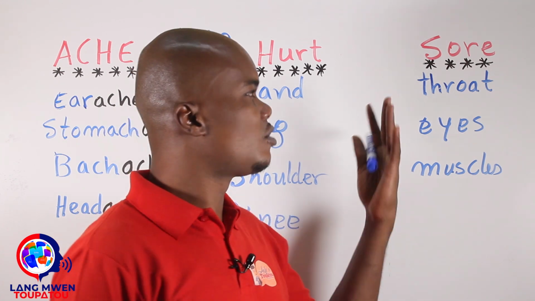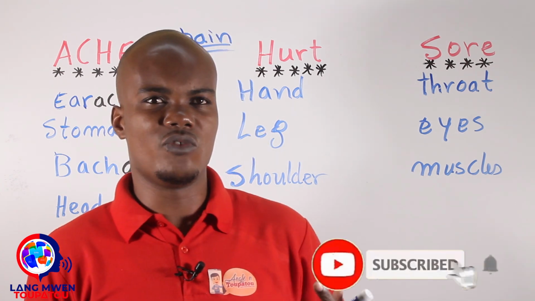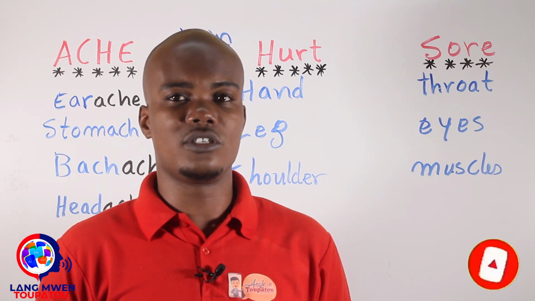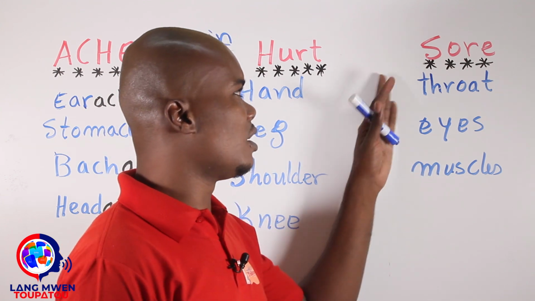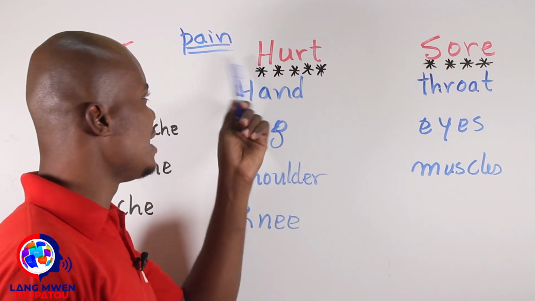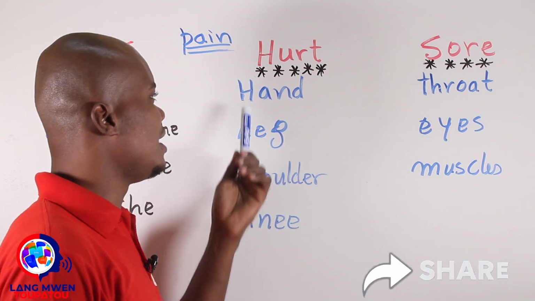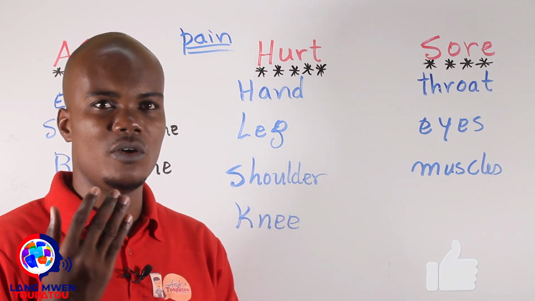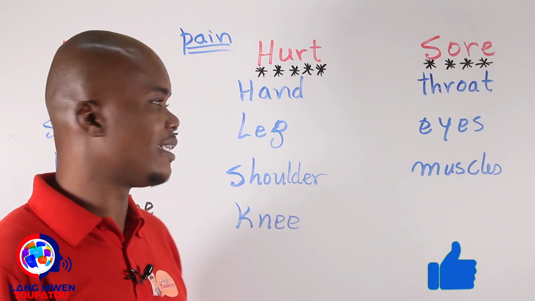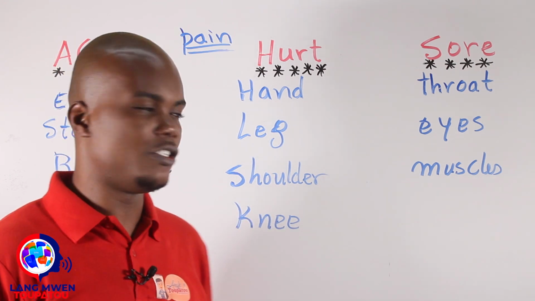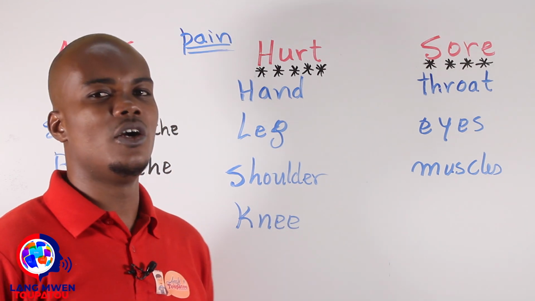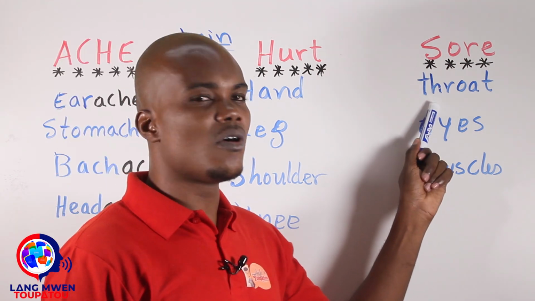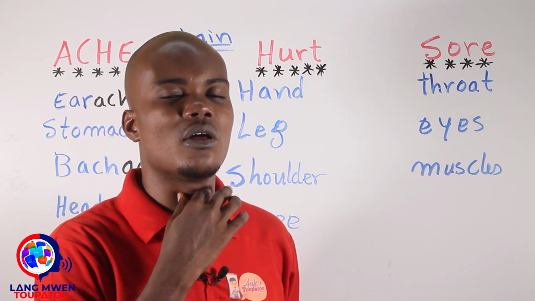Now you talk about sore. You can suffer from it, but it's not too difficult to support. Now you can talk about hurt. You can say my hand hurts me, or your hand hurts me when you cut yourself, for example. You say your leg hurts you, your shoulder hurts you, your knee hurts you. You say sore throat when you have a pain in your throat.